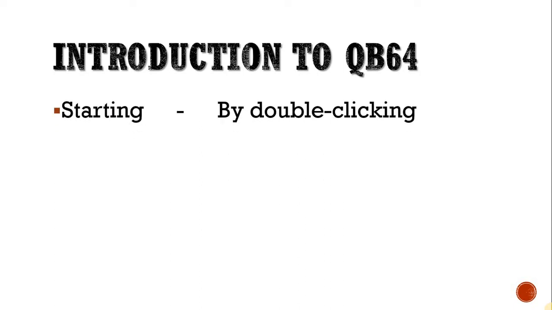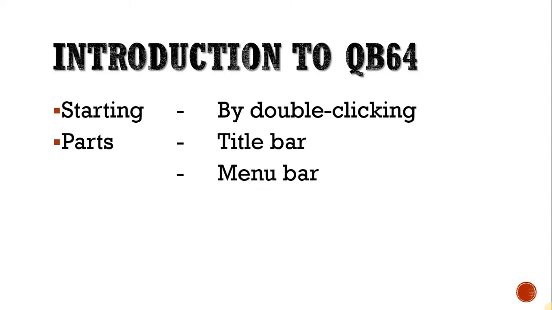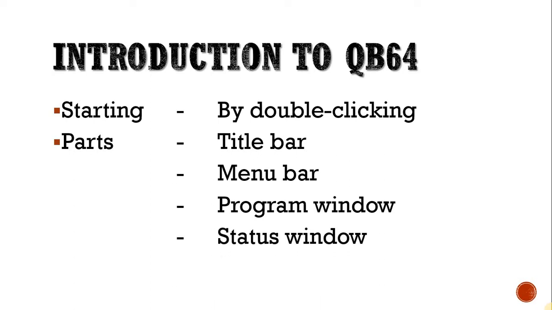Next, starting QB64. To start QB64, you need to double click on the QB64 icon. There are various parts on the QB64 window. They are the title bar, which displays the name of the program; the menu bar, which displays the command menus; the program window, which is used to type the codes required for a program; and finally the status window, which gives the compiler status while compiling the program, and also suggests syntax for the keyword entries. The extension of a QB64 program is .bas.